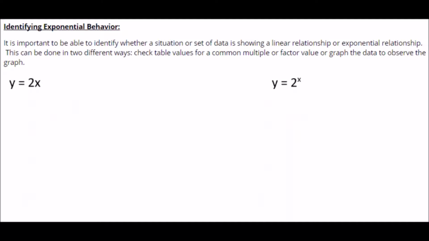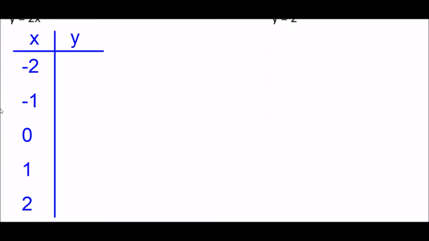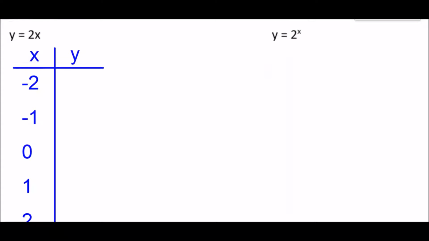So what we're going to do in this short activity is create a table for the function y equals 2x and the function y equals 2 to the x to see the differences between their tables. First, we want to create a table for y equals 2x using the values -2, -1, 0, 1, and 2 for x. To do this, we are just going to substitute in these values and use some mental math to determine each y value.